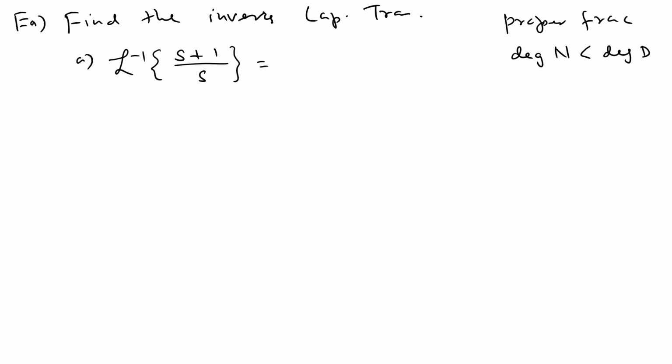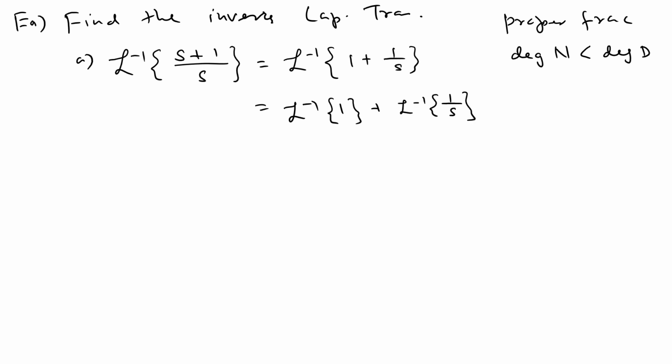If you get a problem like that, what we normally do is the long division and simply divide them. Once you divide, you can rewrite it: when you divide s by s, you get 1 plus 1 over s. You can write it like that. And then we can split this, so it's the inverse Laplace of 1 plus the inverse Laplace of 1 over s.